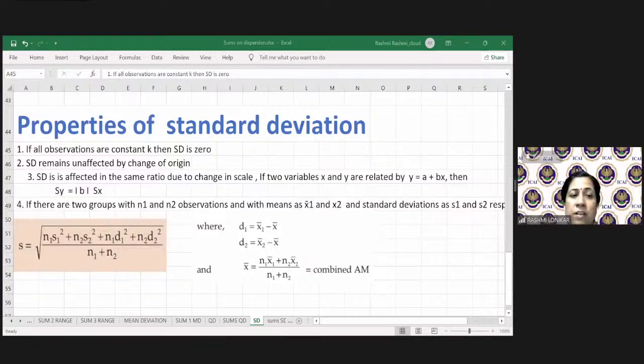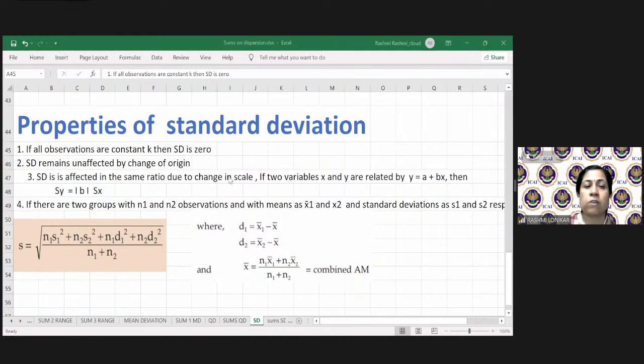Standard deviation remains unaffected by change of origin. Third, standard deviation is affected in the same ratio due to change of scale. So if y is equal to a plus bx, then the standard deviation of y will be the absolute value of b times the standard deviation of x.